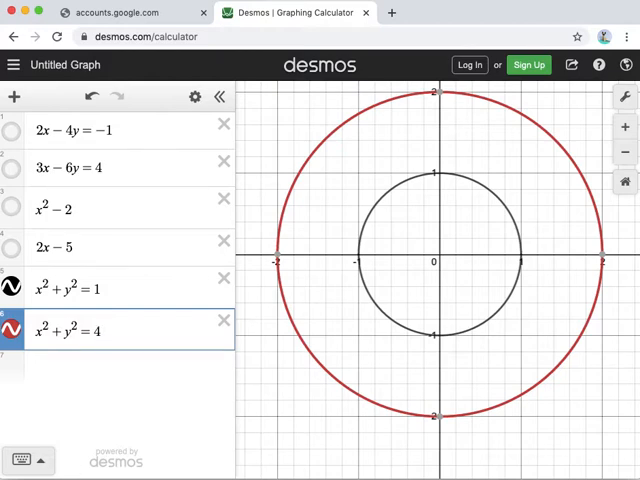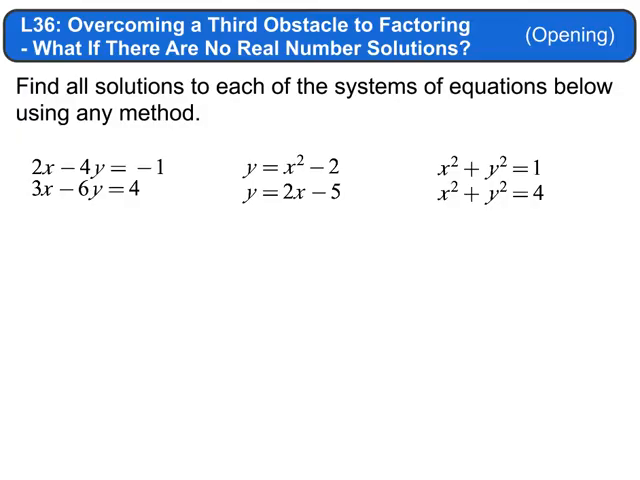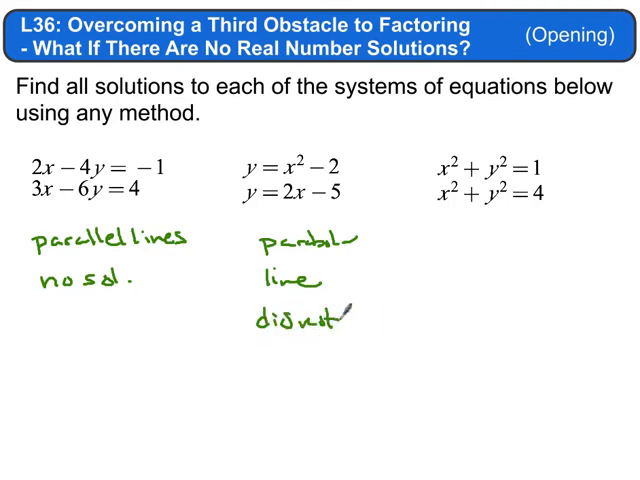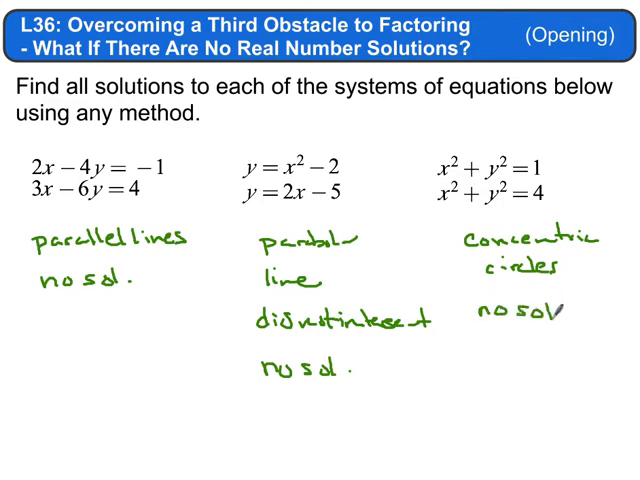So let's go back to our notes, and that is right here. We did the opening exercise, so we'll just put a check mark. Remember, we mentioned that these were parallel lines, so just take a couple of notes. These were parallel lines, therefore no solution. This one was a parabola and a line. They did not intersect, therefore no solution. And these were concentric circles, and concentric circles do not intersect, so therefore there is no solution. That is the running theme for this lesson.